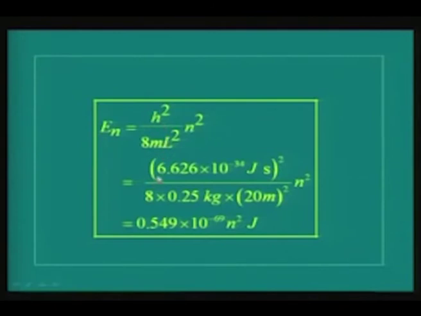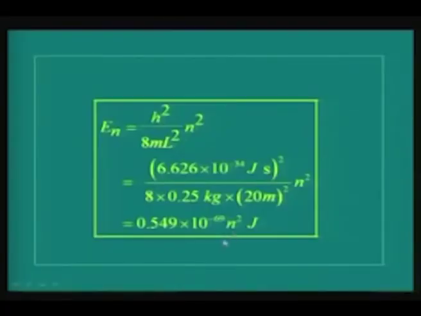h is Planck's constant, about 10 raised to minus 34 joule second. Now the ball is 0.25 kilogram and the length of the box is 20 meters, therefore 20 meters square times n square. So if you calculate all these things, you see that the energy levels are a number 0.549 times 10 raised to minus 69, impossible to measure no matter what the values of n are.